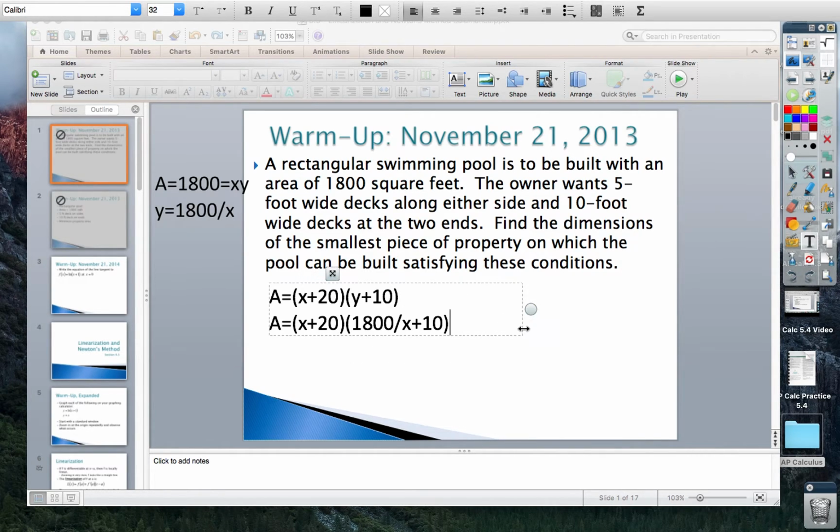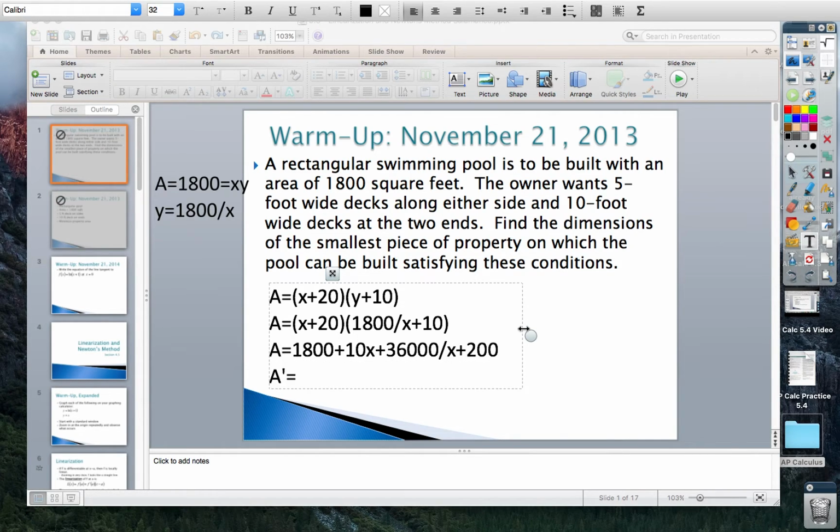And we have the following equation. Now, to make things a little easier, we're going to distribute, and we get 1800 plus 10x plus 36,000 divided by x plus 200.